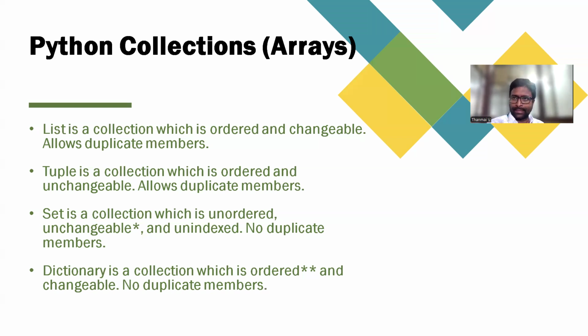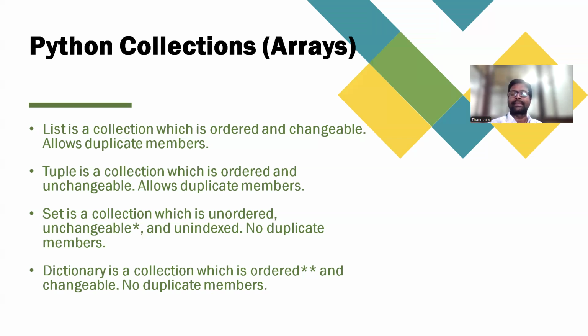And the third one is a set. A set is one type of Python collection. But the difference is, in case of a set, the elements are unordered, not in a particular order. A set is an unordered collection. Similar to a tuple, in a set, the elements are unchangeable, immutable. That means you can't change, you can't update the elements in a set. So it's unchangeable. And in a set, the elements are unindexed.